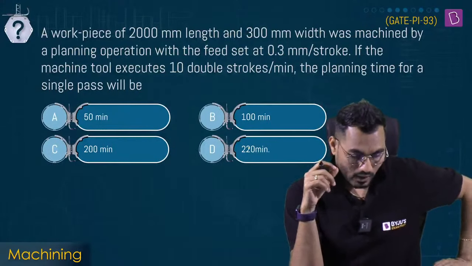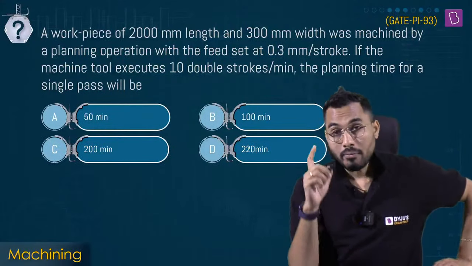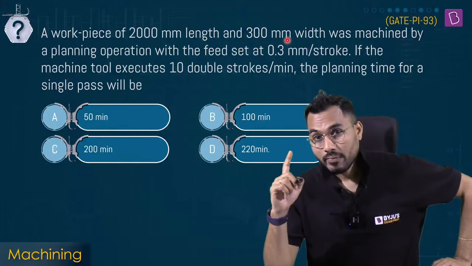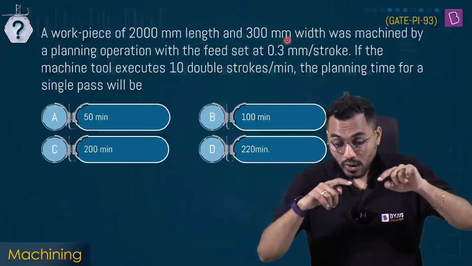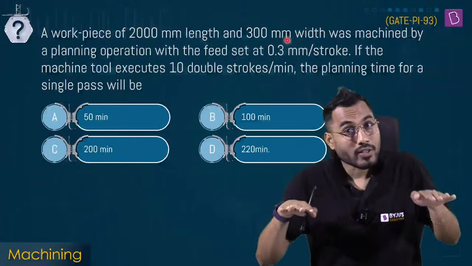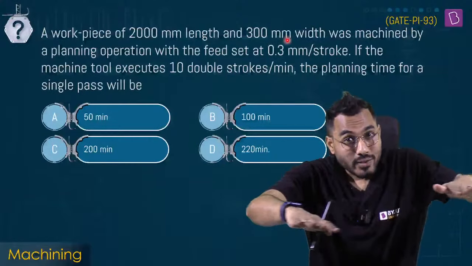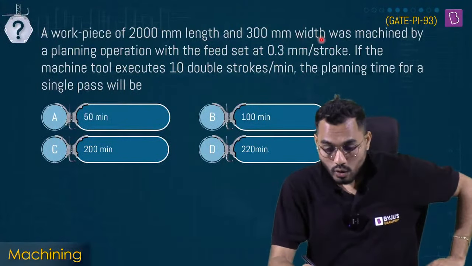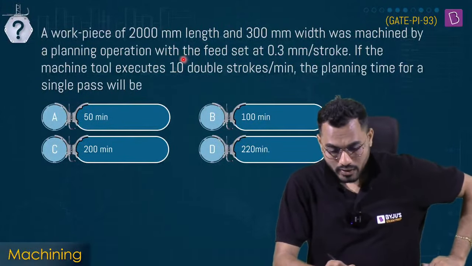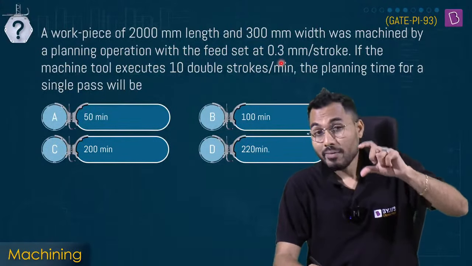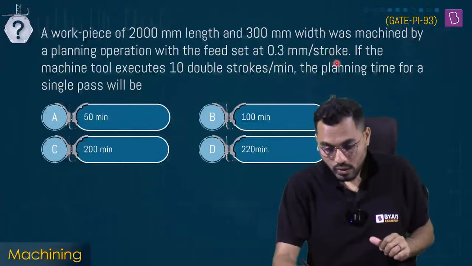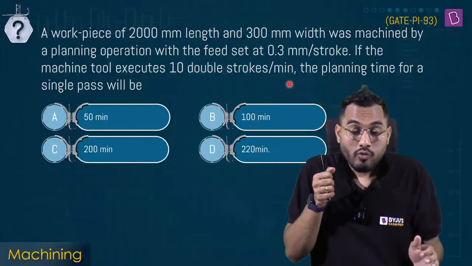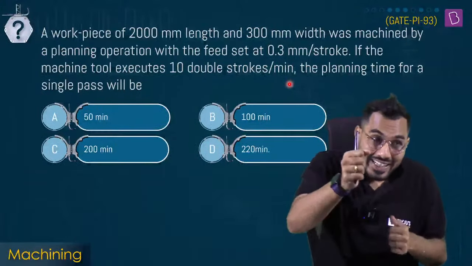A workpiece of 2000 mm length and a 300 mm width. There is a rectangular face of the workpiece. Shaping and planing are utilized to generate a flat shape. The width was machined by a planing operation with the feed set at 0.3 mm per stroke. If the machine tool executes 10 double strokes per minute, and double stroke means forward stroke plus return stroke, that is, cutting stroke plus return stroke.